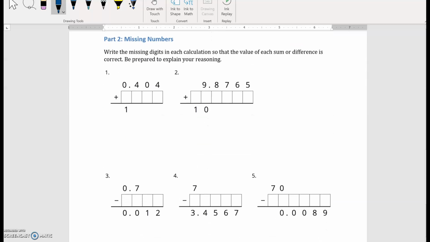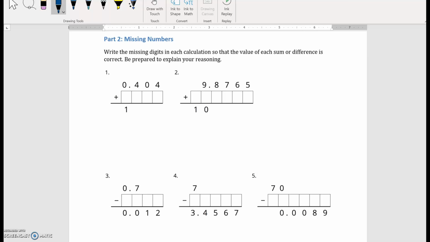Here are a bunch of puzzles, and we're going to see what should go in the blanks based on what numbers they provide. I will model one of them, and you will do the rest of them with your partners or by yourself after you have a moment to pause in the video.